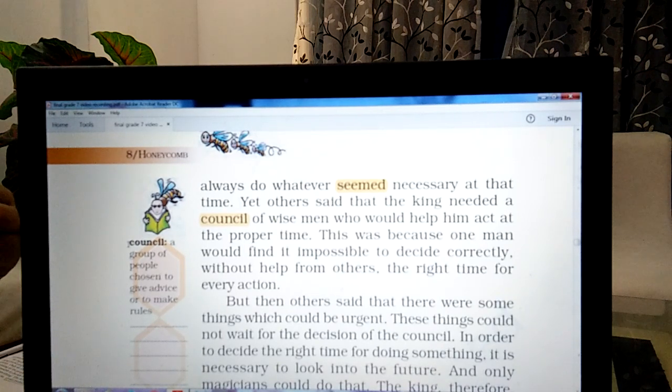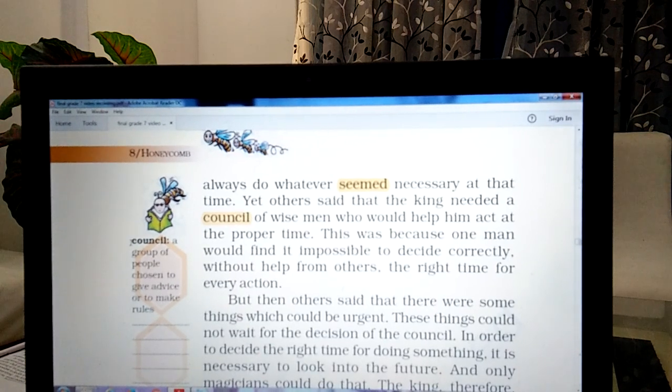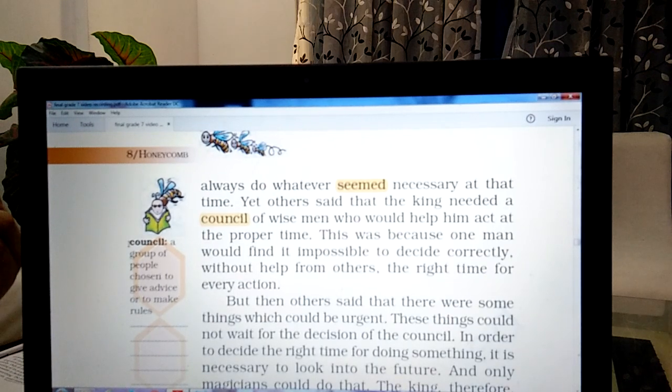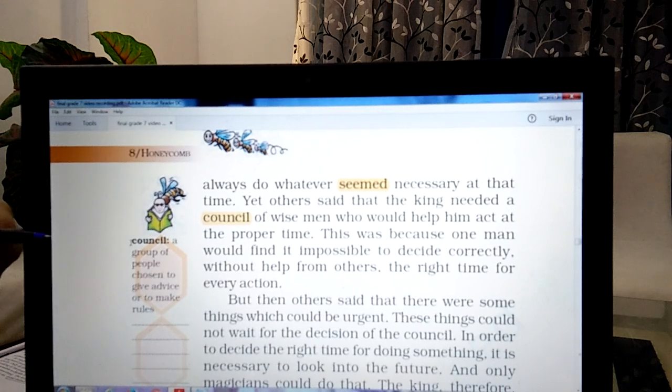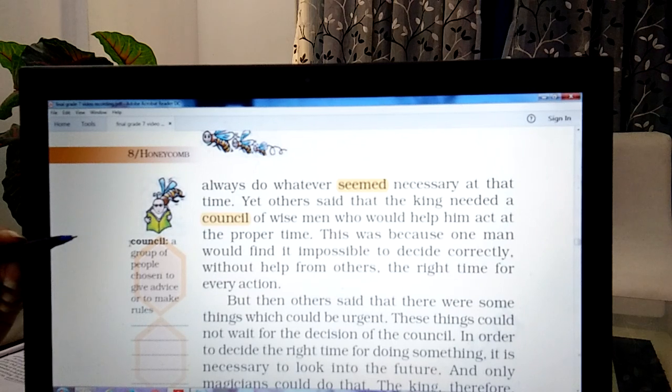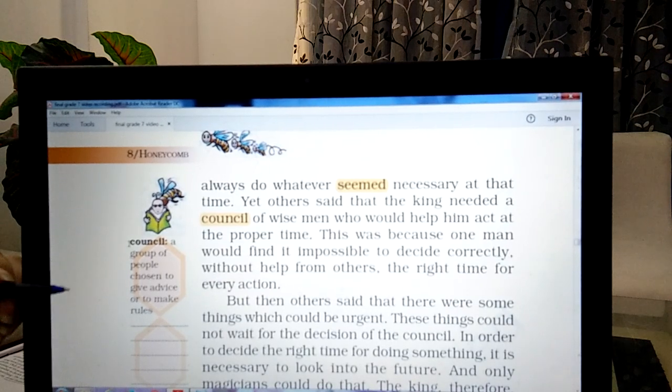Yet others said that the king needed a council of wise men. I also quite agree with the point, a council of wise men who would help him act at the proper time. See children, here the meaning of council is given: a group of people chosen to give advice or to make rules. We have small councils at our home also, we have a council at school also. Every institution has a council to function smoothly.